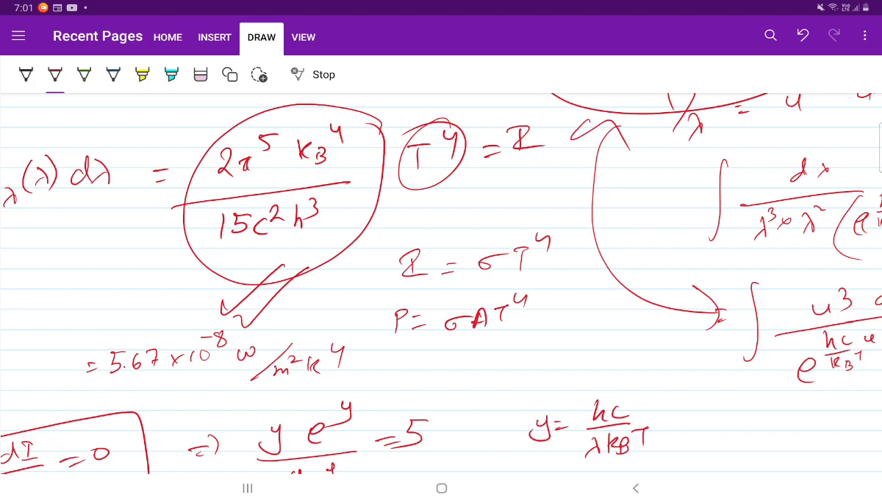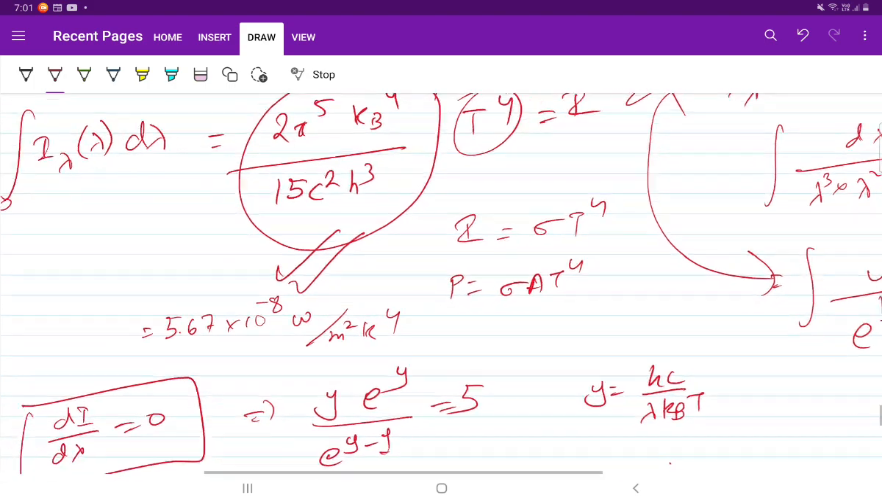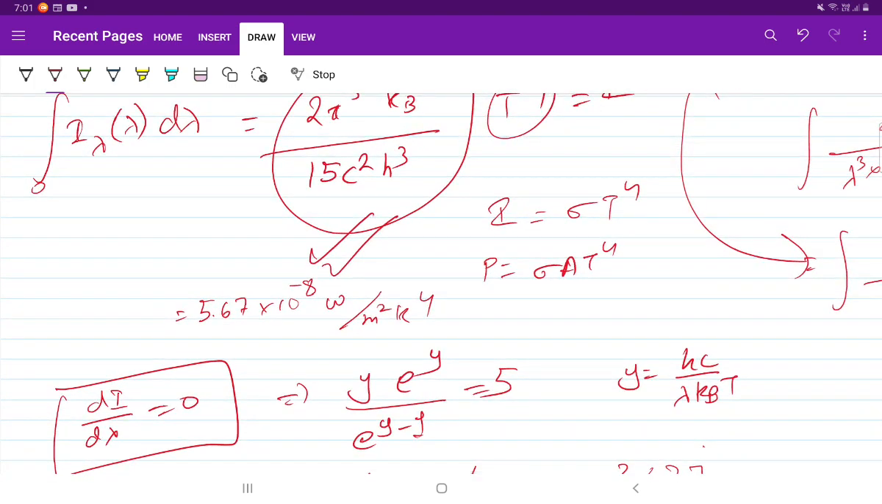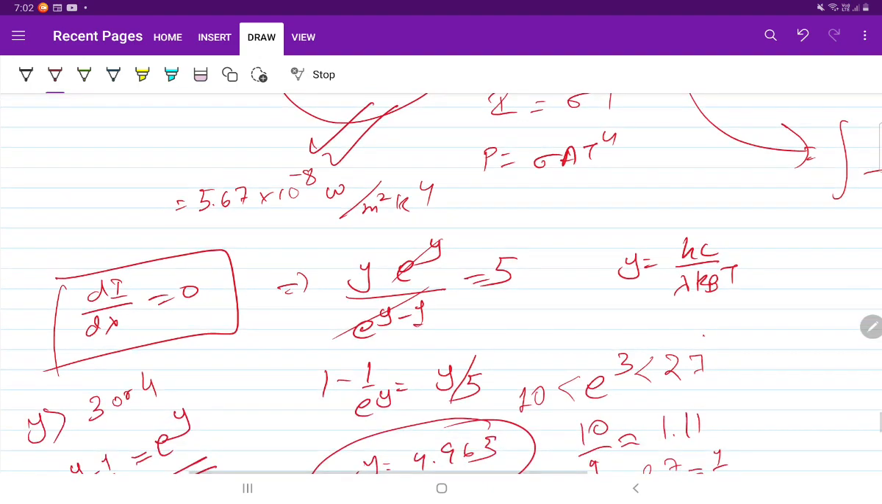Finally, we'll end up with the value of the prefactor, and at the last they may ask you to prove Wien's displacement law, and you will get y e to the power y by e to the power y minus 1, and they will tell you to assume that e to the power y is very large if y is greater than 5 or greater than 4, and you will consider the numerator and denominator, you will end up with y equals 5. Then you will get the Wien's constant also.